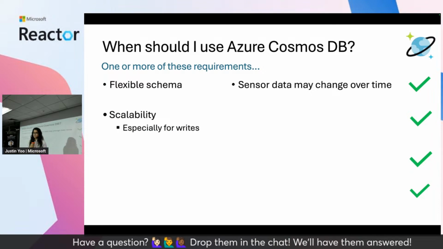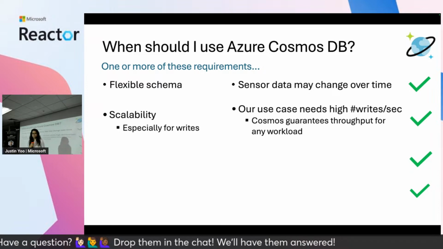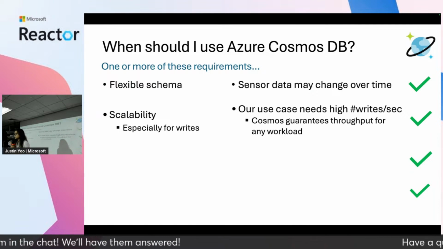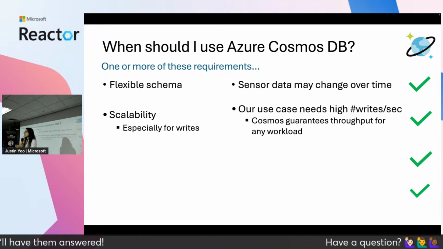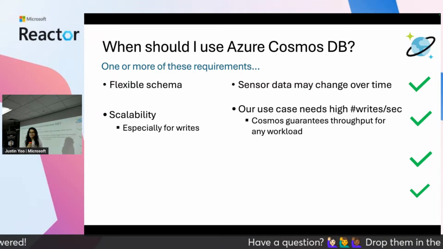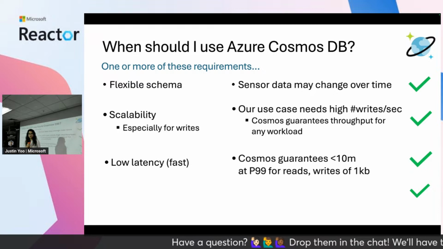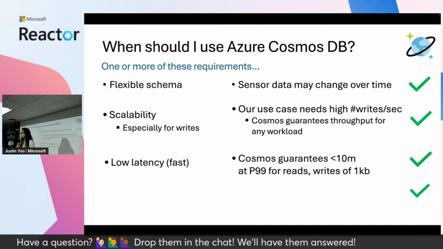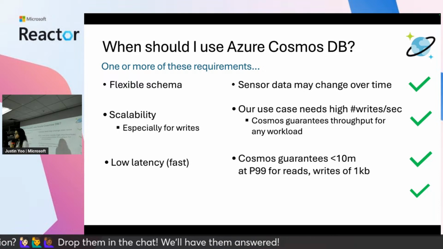Second is scalability. We are dealing with very high rate of writes, and Cosmos guarantees throughput for any workload, no matter how small or how large that is. So our writes are taken care of. We want our application to be fast. We want real-time updates. For that, the application needs to be very, very fast.